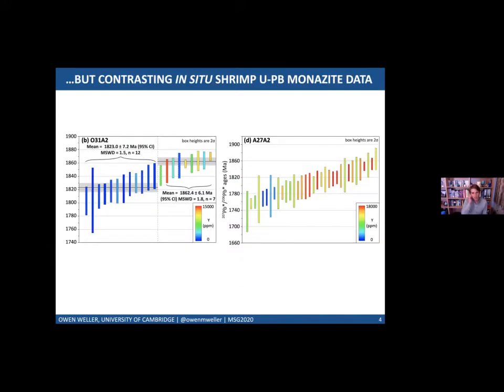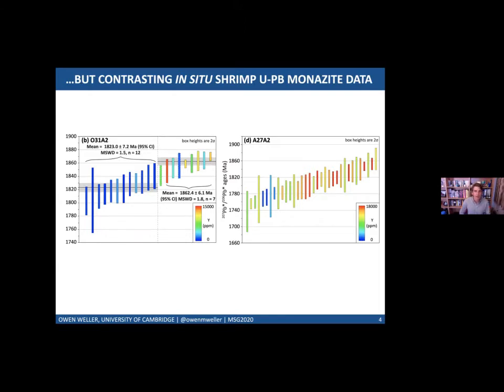So although these samples seemed very similar so far, we were surprised that when we did some geochronology, in this case in situ uranium-lead SHRIMP dating of monazite, the story that the two samples told was very different. So again, we've got the two samples on the left, 031A2, and on the right, A27A2. And all of this data is listed in age order. And these are common lead corrected 207-206 ages. And they're all color coded by the yttrium content as measured by the SHRIMP.